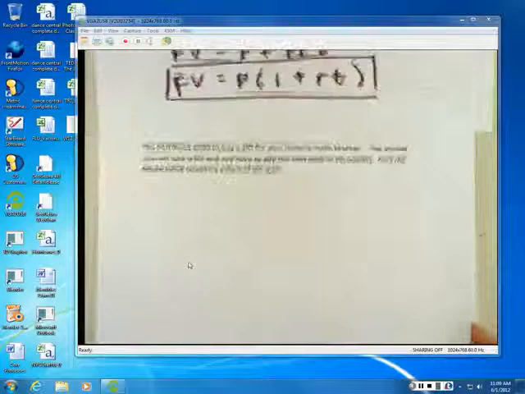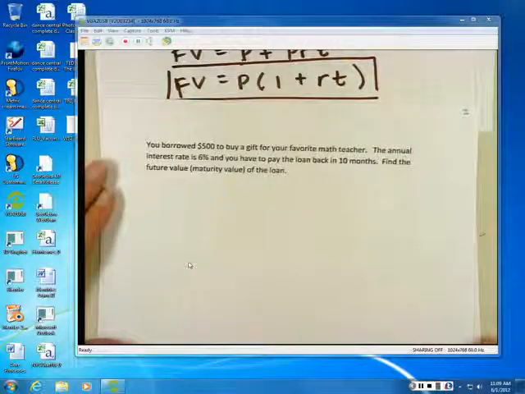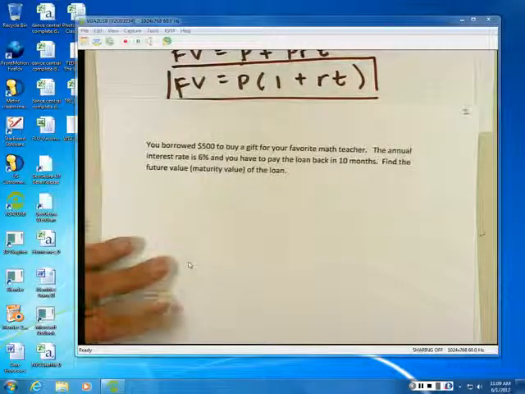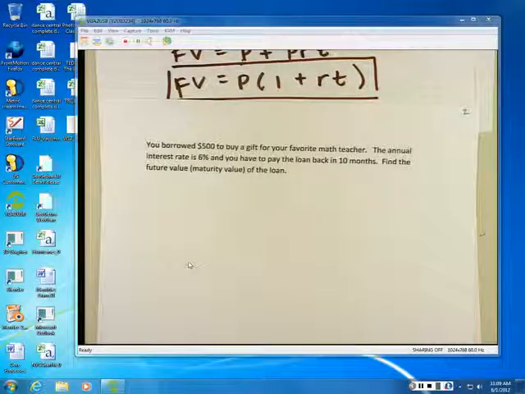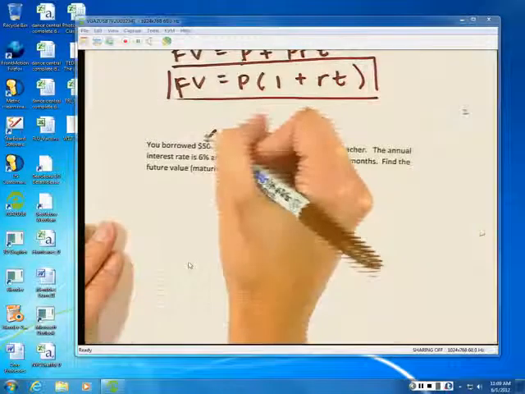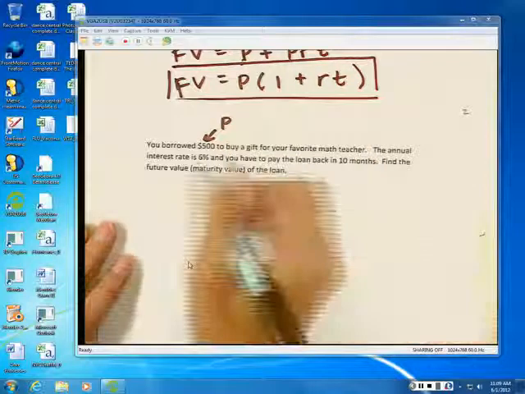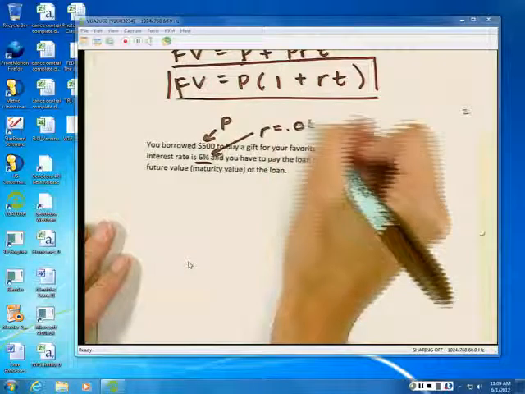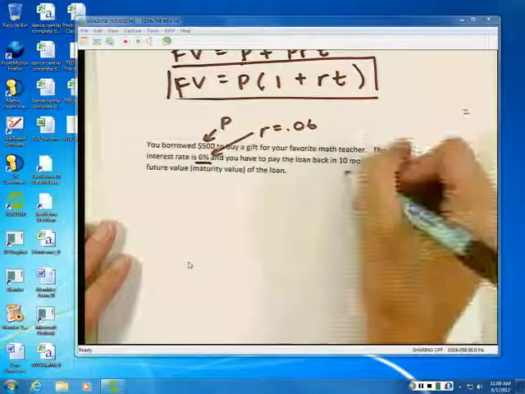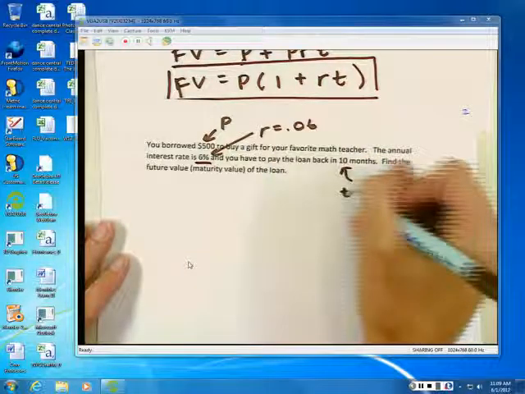So this first one says you borrowed $500 to buy a gift for your favorite math teacher, of course. The annual interest rate is 6%, and you have to pay the loan back in 10 months. Find the future value, which is the maturity value of the loan. Okay, so $500, that's P. My annual interest rate, 6%, that is R, so 0.06. I have to pay the loan back in 10 months. This is T.